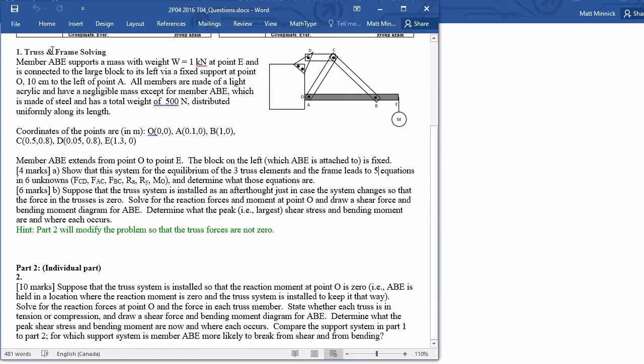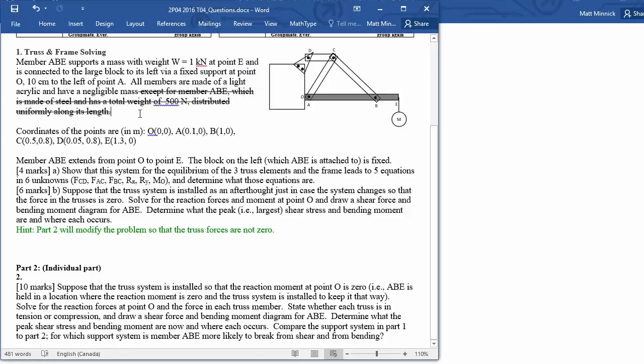Okay, so truss and frames solving. This is the 2016 test 4. Remember ABE, that's this one there, supports a mass with weight 1 kilonewton at point E and is connected to a large block to its left via a fixed support at point O, 10 centimeters to the left of point A. All members are made of a light acrylic and have a negligible mass, except for ABE, which is made of steel and has a total weight distributed uniformly along its length, but we're not going to deal with that. So all members are made of a light acrylic and have a negligible mass.